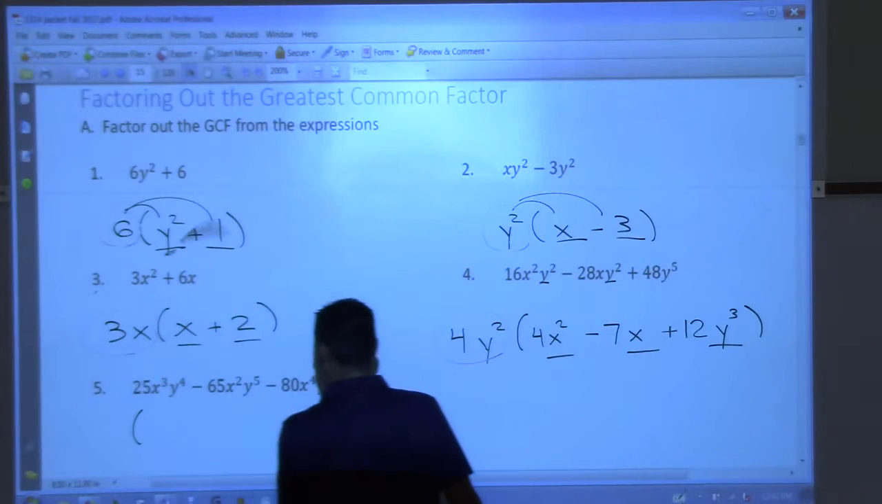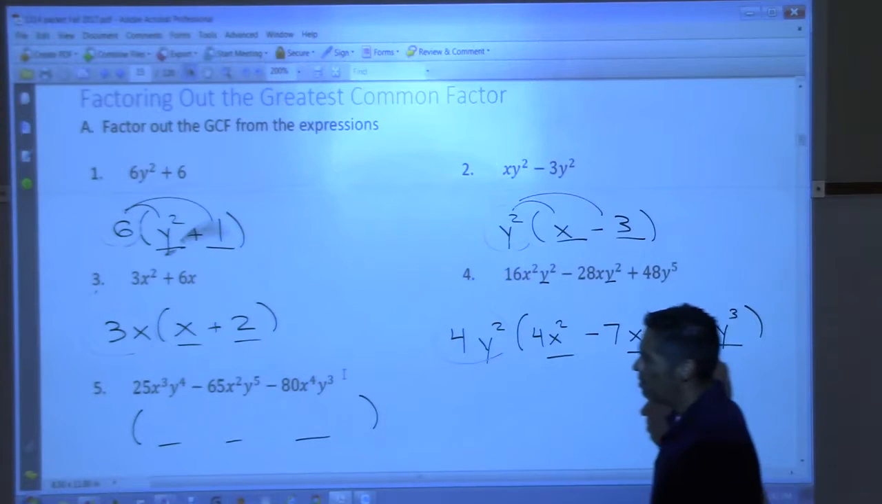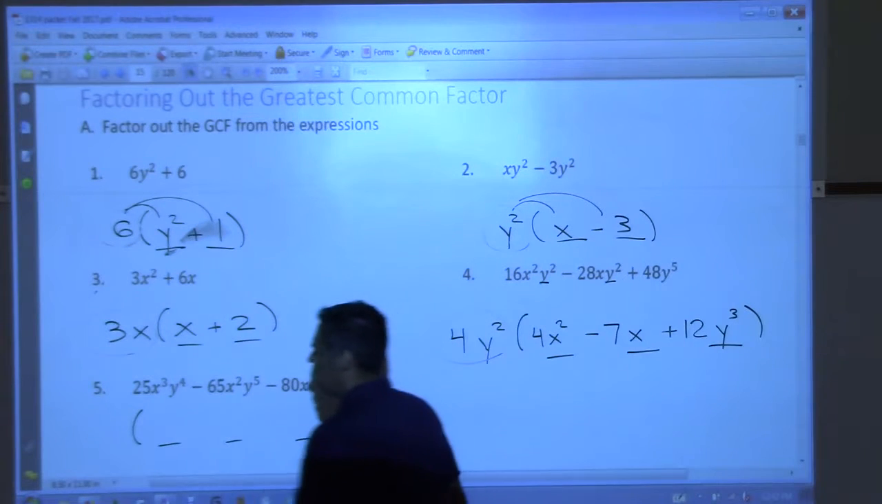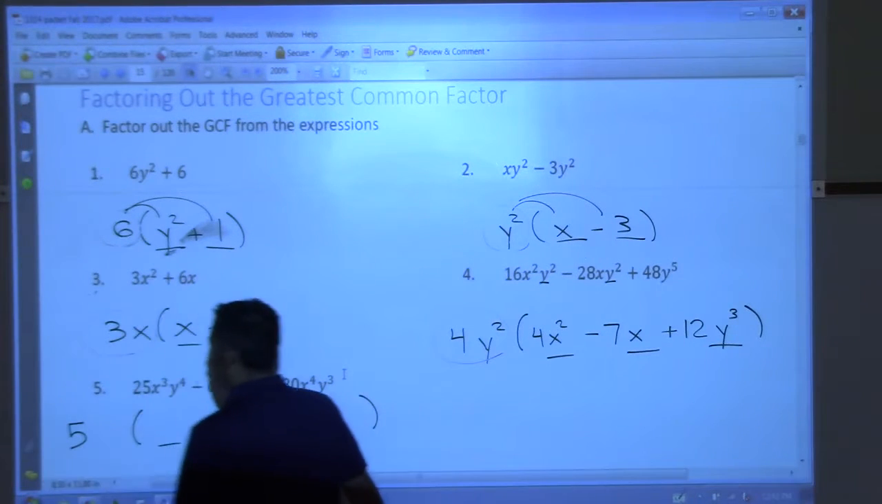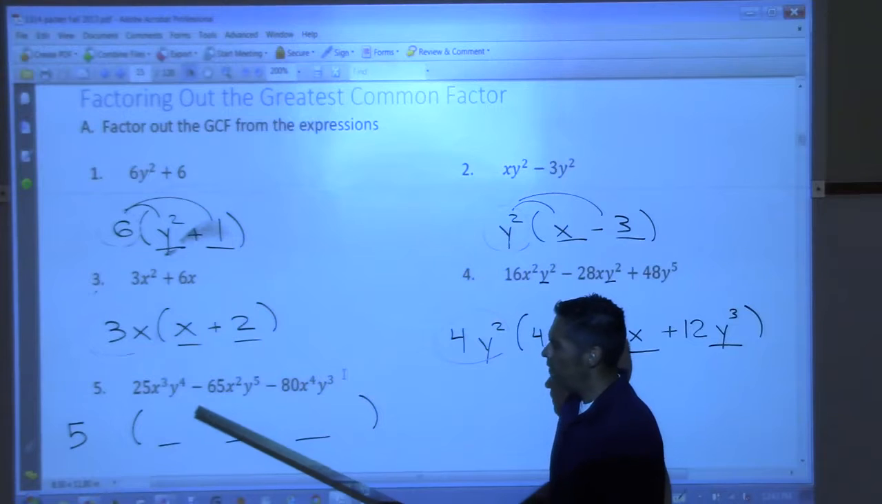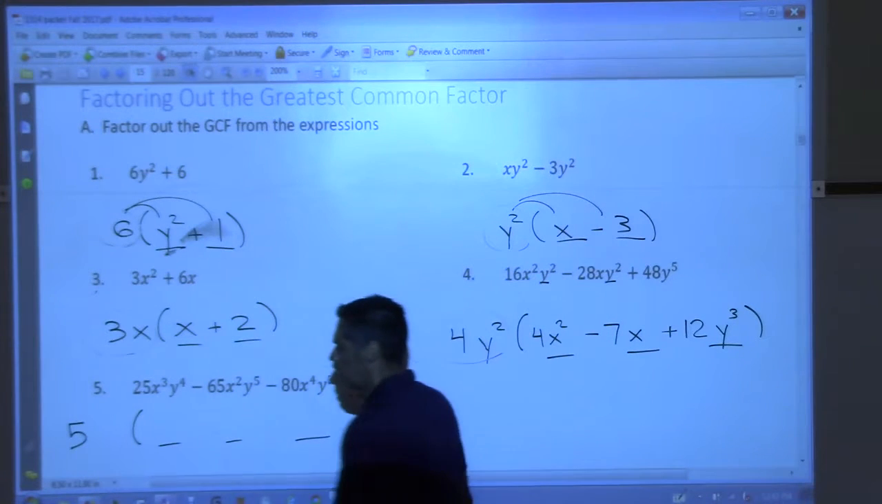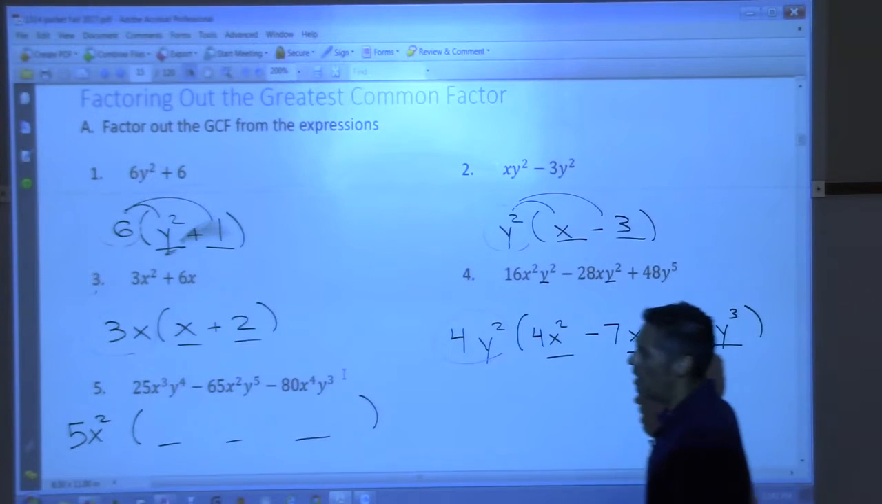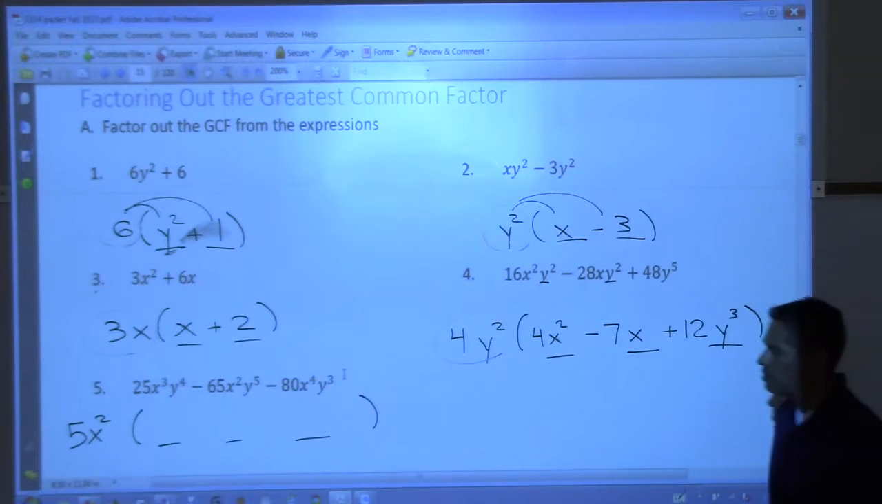Give myself enough space for 3 terms here. What number goes in all those? Biggest number? I think 5. Okay, how many x's can be pulled out? 2 factors of x, so x squared. And then how many factors of y can be pulled out? 3 factors, so y cubed.